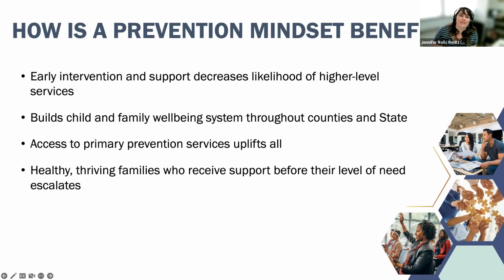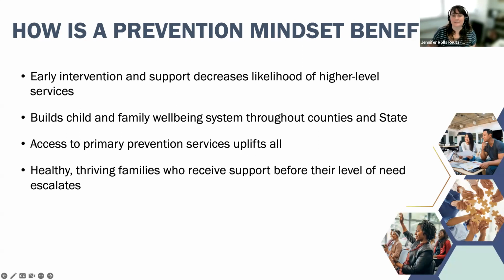We also need to build our systems, and we need to focus on child and family well-being throughout the counties and the state. We know that access to primary prevention services actually uplifts everyone. So obviously there is a cost to this, but we know from our data that accessing primary prevention is actually a lot less expensive and much more beneficial than waiting until we have the need for tertiary services. And finally, we want to make sure that healthy, thriving families get support before their level of need escalates. We don't want to wait until families are in crisis. We want to try to give them the skills that they need earlier on. So moving things up ahead.